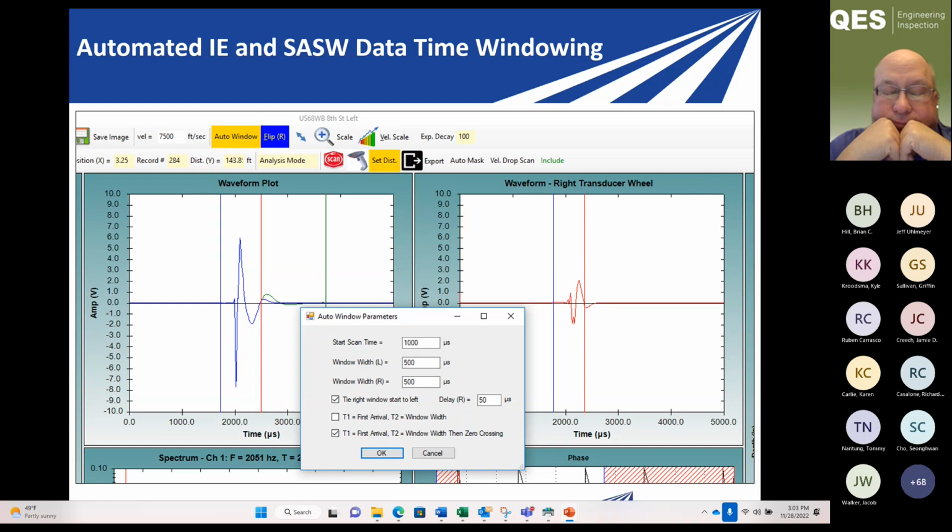For the SW analysis, we do want to focus on just the surface waves. We apply a window to try to eliminate some of the resonances that we don't care about that basically become noise in that process. So we apply different windows for the impact echo test versus the SASW test. Next slide.